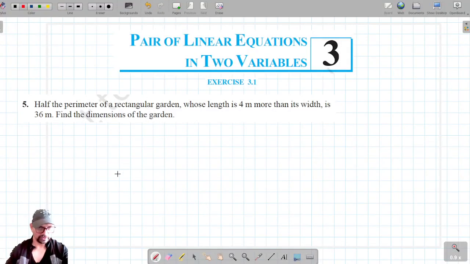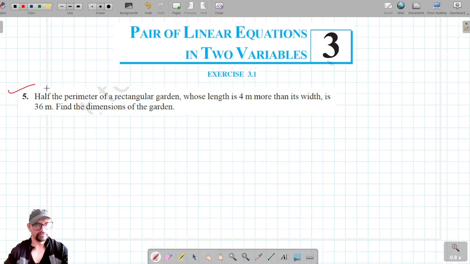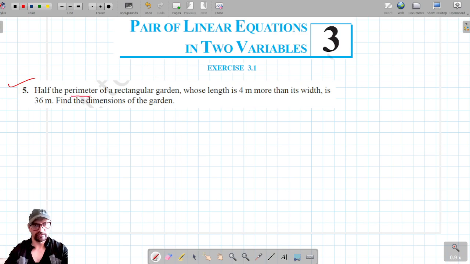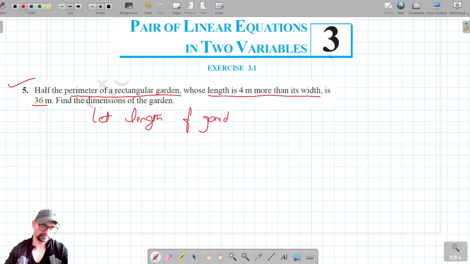Welcome to Pratham Science Academy classes, and we are on to question number 5 of exercise 3.1, for which we have to solve it using the graphical method. It's given that the half perimeter of a rectangular garden, whose length is 4 meters more than its width, is 36 meters. So let the length of the garden be x meters.